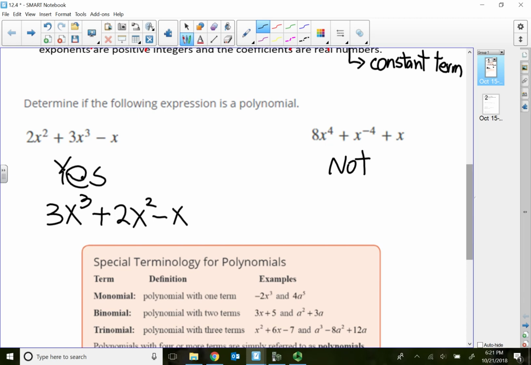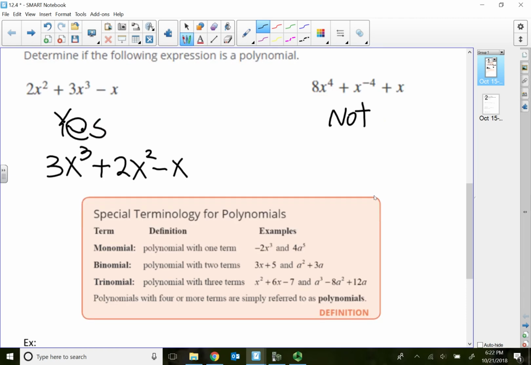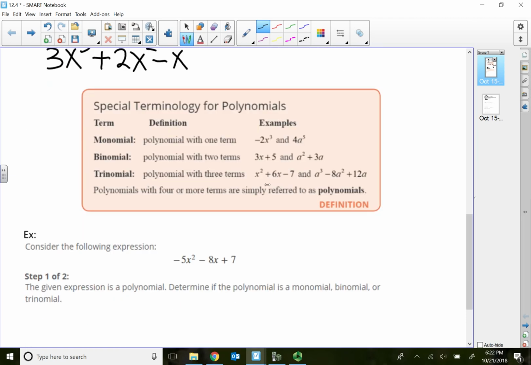All right, here is some wording before I continue.